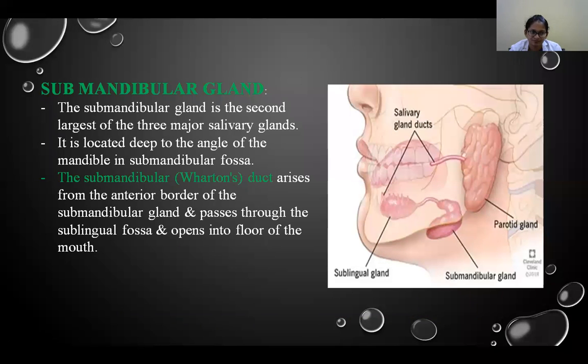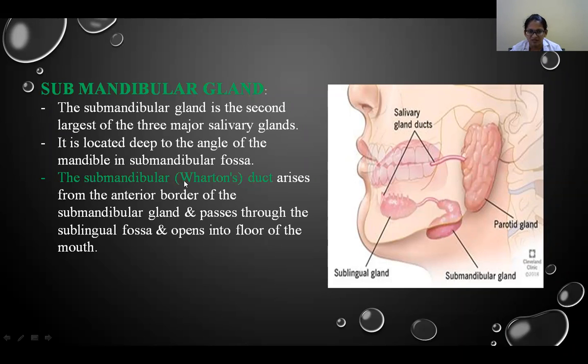Next, coming to the submandibular gland. What is the location of the submandibular gland? Here we see it in the lower part of the base of the mandible, just in front of the angle of the mandible. This is the second largest salivary gland. The first largest salivary gland is the parotid gland, and the second largest is the submandibular gland.